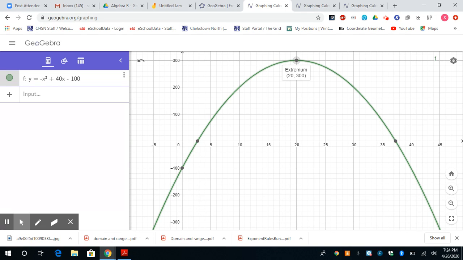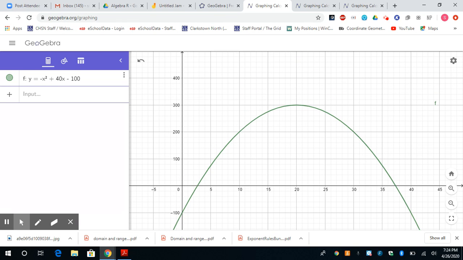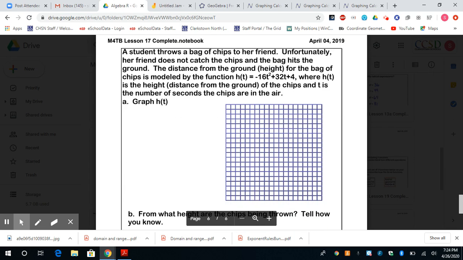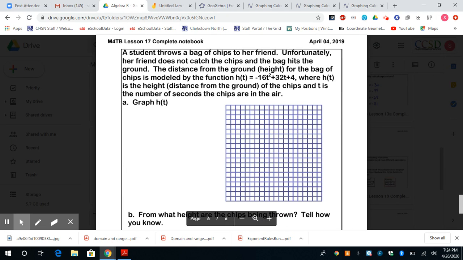And so she'll definitely make 275. So it's within our range. If we said, can she make 500? No, she's not going to be able to make 500. We'd have to change the equation. We'd have to change her rate. We might have to change just whatever she's doing to be able to make that. All right, so hopefully that helps you.